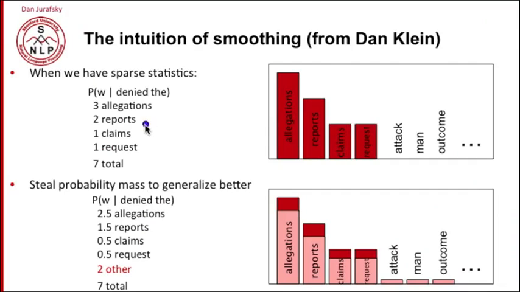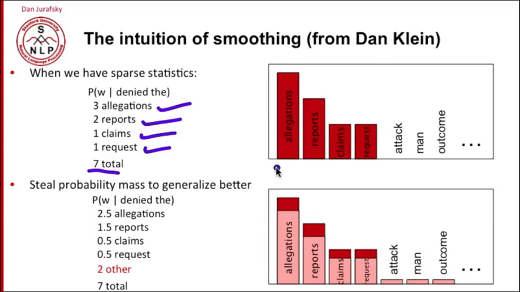So suppose in our training data we saw denied the allegations, denied the reports, denied the claims, denied the request. And so we've computed probabilities. There were 7 total things following denied the, and we can get our probabilities of each of these things. But we would like to say, well, maybe denied the effort might occur. Denied the outcome might occur.